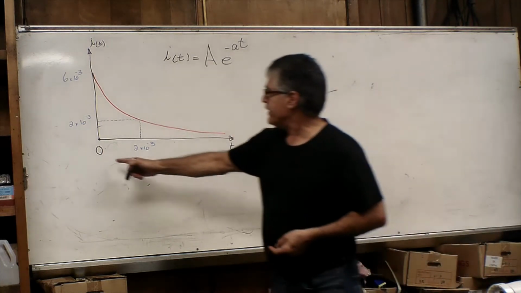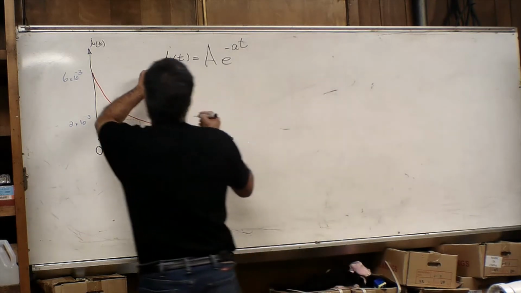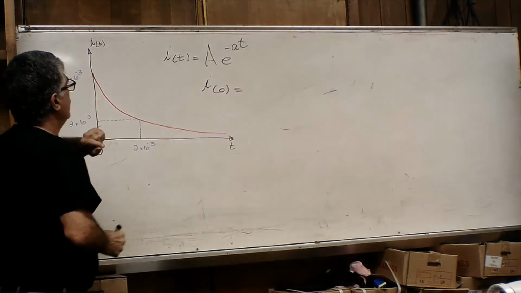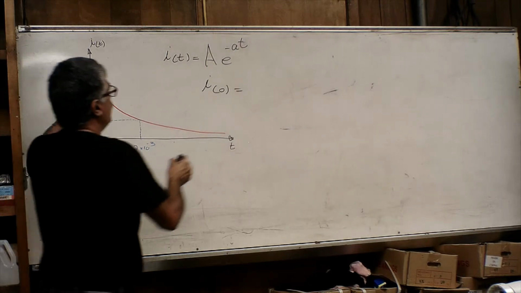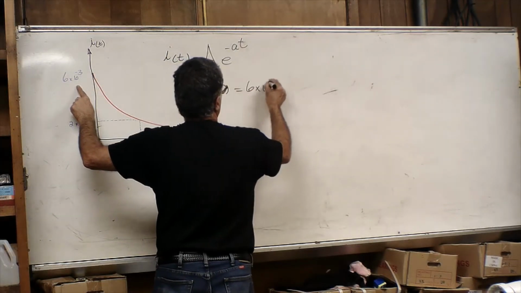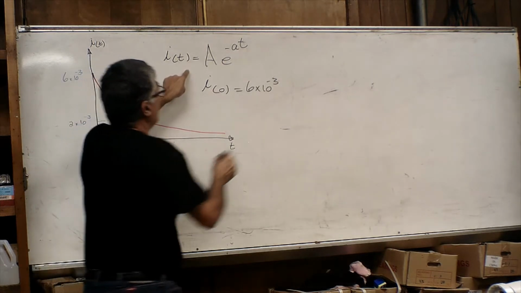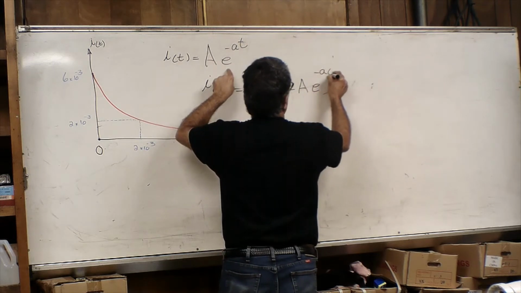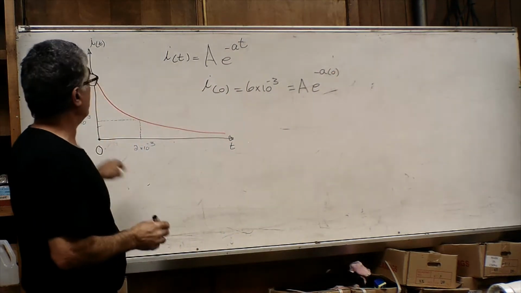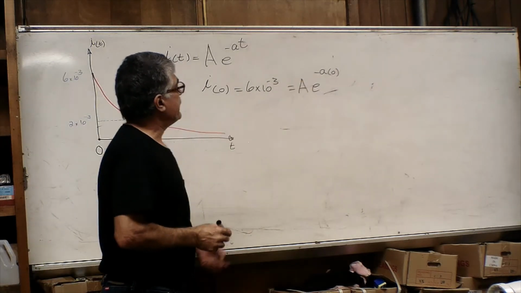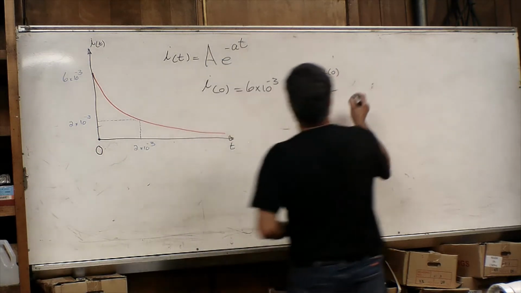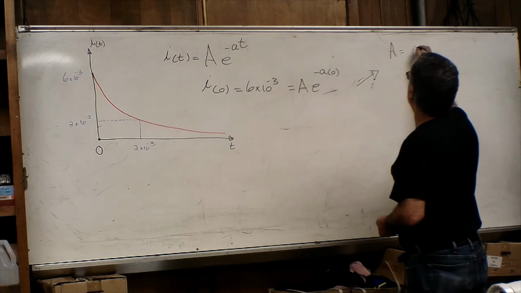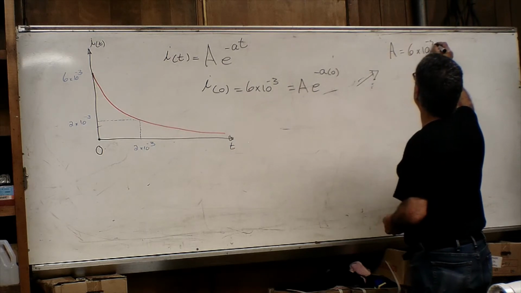Let's say at time zero, we can write this formula as our current at time zero is equal to 6 times 10 to power minus 3, which is equal to A times e to power minus a multiplied by 0. This is 0 times a, so e to power 0 is equal to 1. From here, we can see that the value for A will be equal to 6 times 10 to power minus 3.